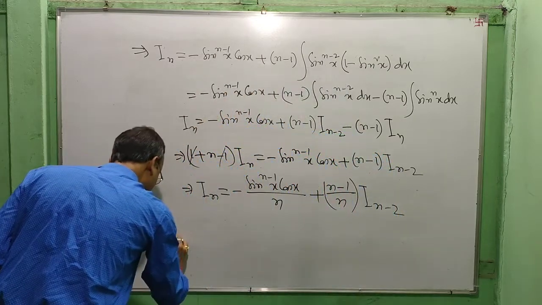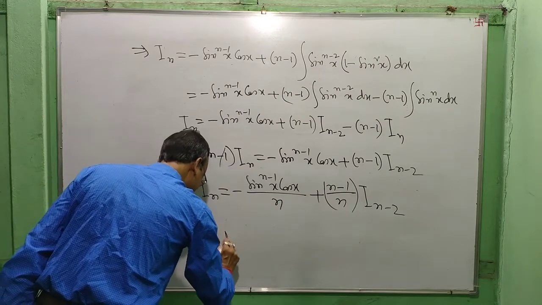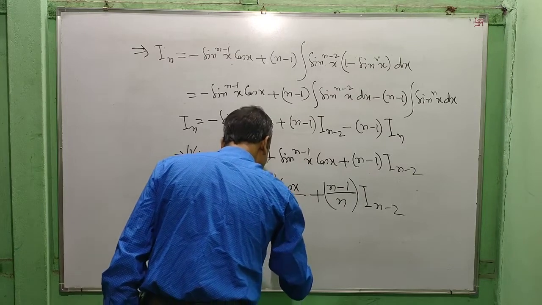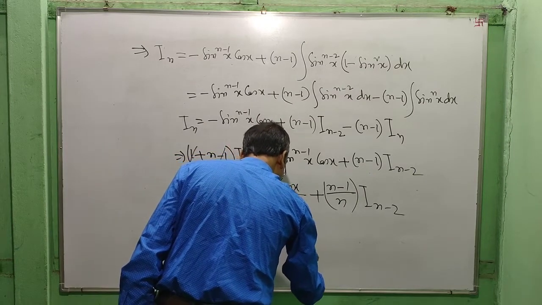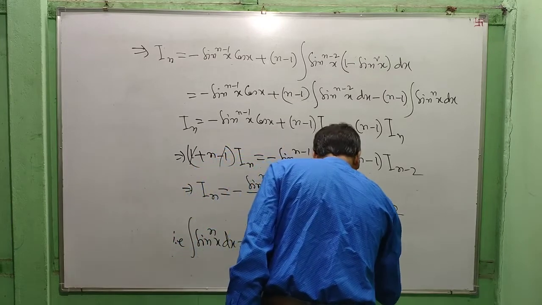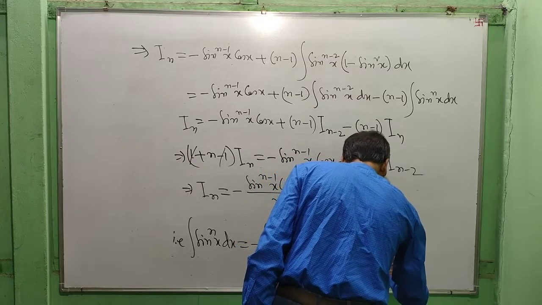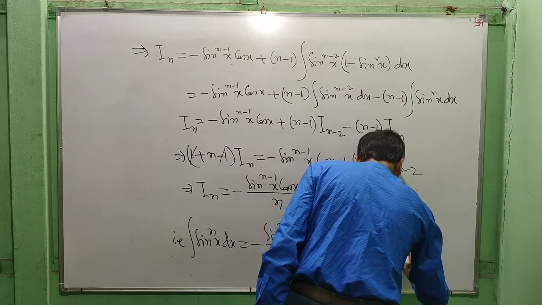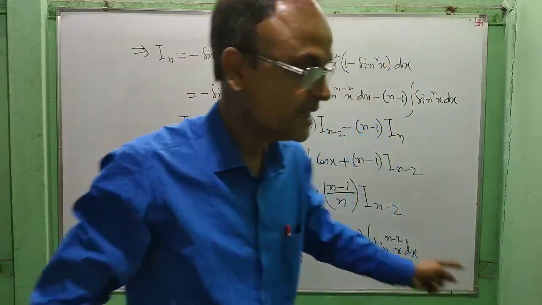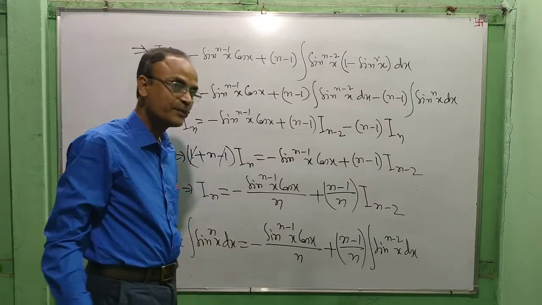That is, integration sin^n x dx equals minus sin^(n-1) x cos x divided by n plus (n-1)/n integration sin^(n-2) x dx. This is the required reduction formula.